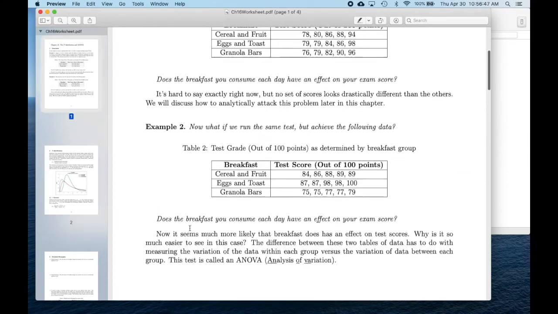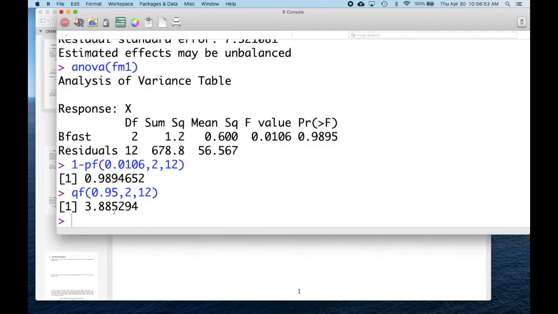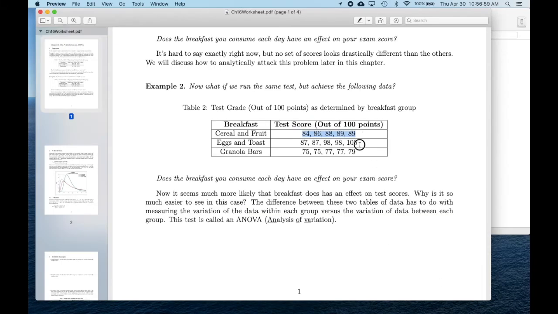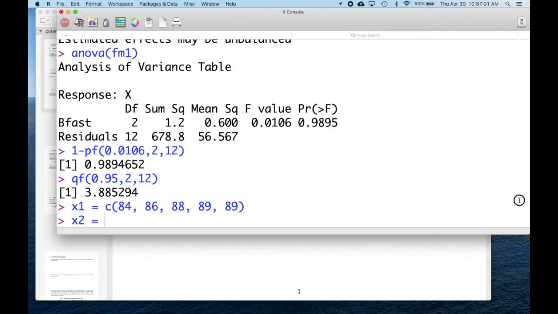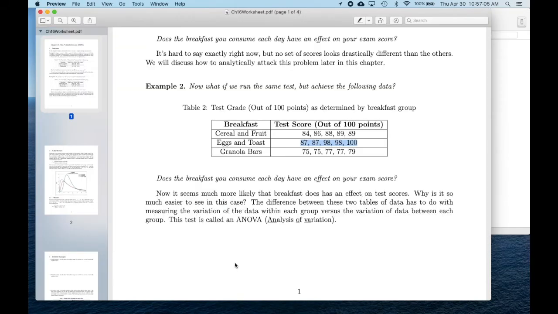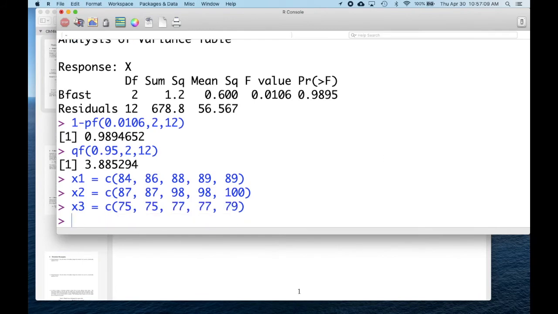All right, for problem number 2, let's do the same thing. So I'm going to take our data and basically run the same test. So we're going to define x1, x2, x3 is going to be our third group of test scores. So we're going to put that in there. Let's call x the concatenation of all of these sets.